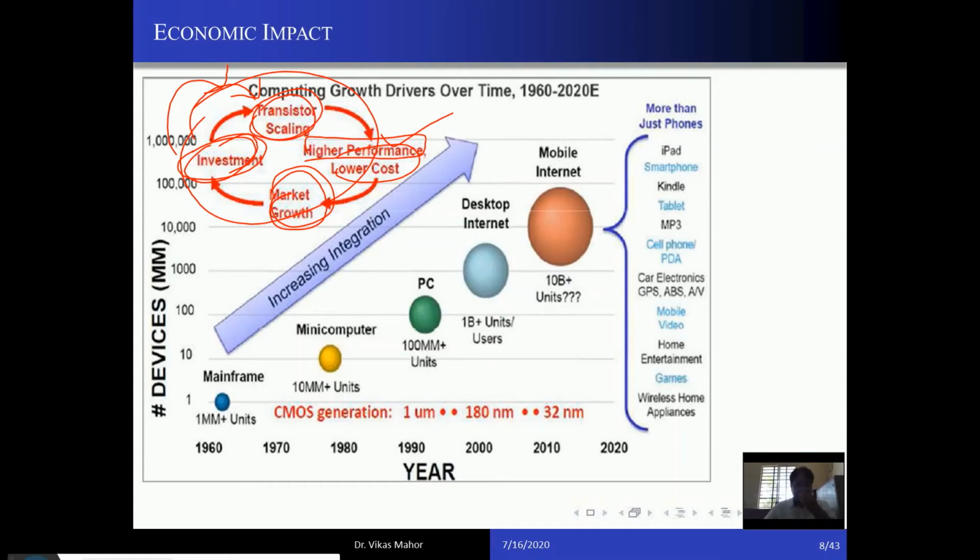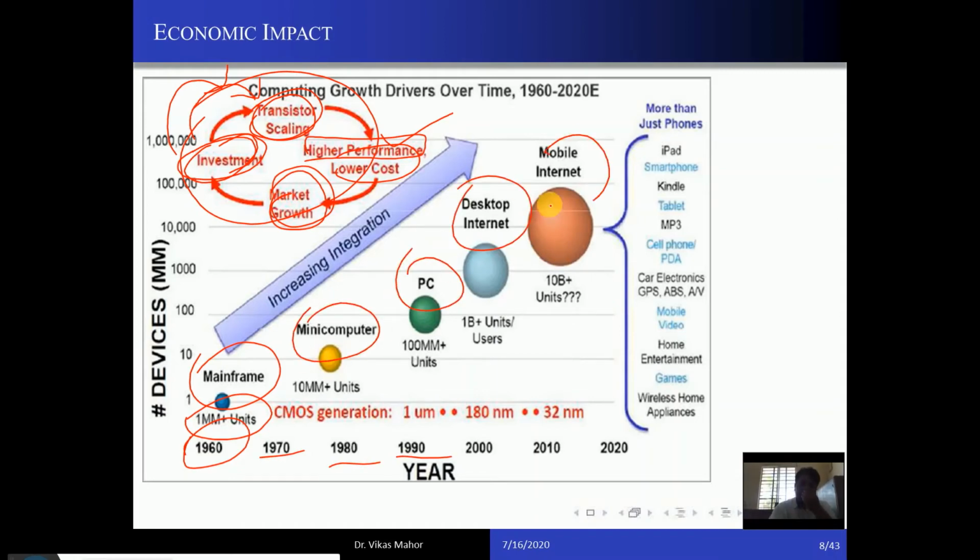We'll see it using Moore's law. But first let us see this chart. What is this chart saying? This chart is saying that starting from the mainframe computers in the 1960s, which had only 1 million transistors on a single IC, through 1970, 1980, 1990, with the mini computer, PC, desktop internet, and mobile internet, we reach mobile internet, which has 10 billion transistors on a single IC.